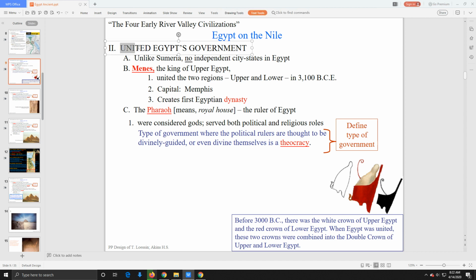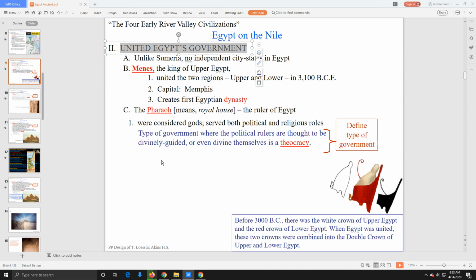Go ahead and make a bullet and write down United Egypt's government. So originally, there were two kingdoms in what is modern-day Egypt. There was the kingdom of Upper Egypt and the kingdom of Lower Egypt. So they were two separate kingdoms.